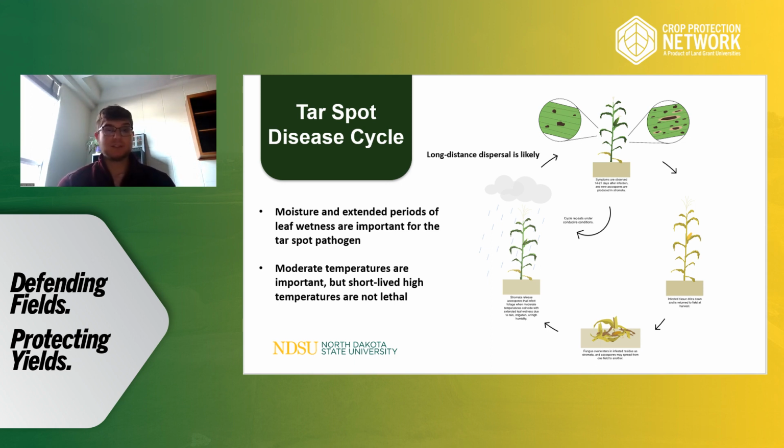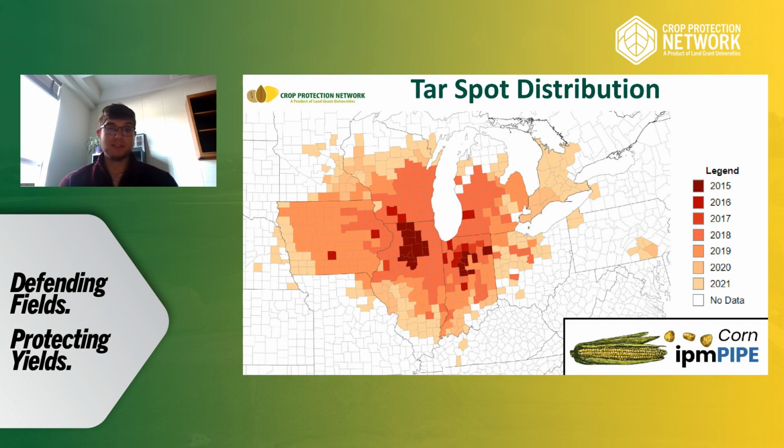So like I said, this is a new and developing disease here in the Midwest. Tar spot was first identified in Illinois and Indiana in 2015. And as we can see through this map, each progressive year, the pathogen and disease has been able to spread further and further from the original locations.